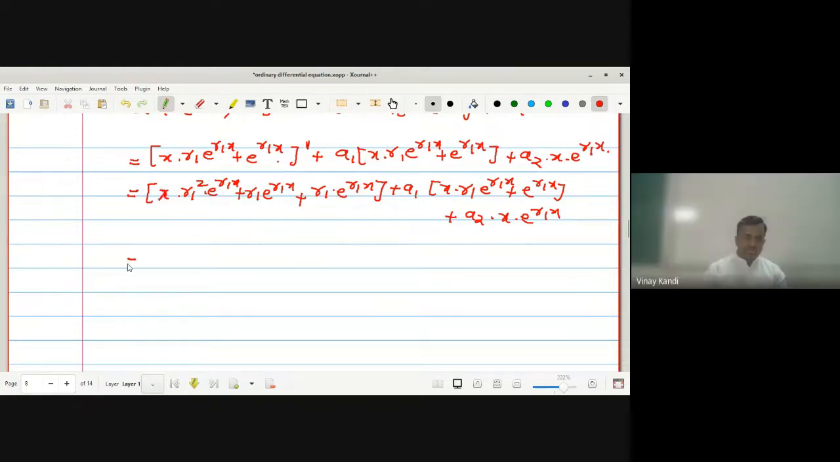Which is equal to, by solving we get, look here: r1 square plus a1 r1 plus a2 into x into e raised to r1 x, plus 2 r1 plus a1 is equal to e raised to r1 x.